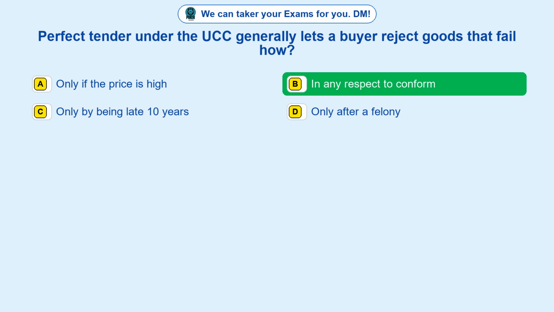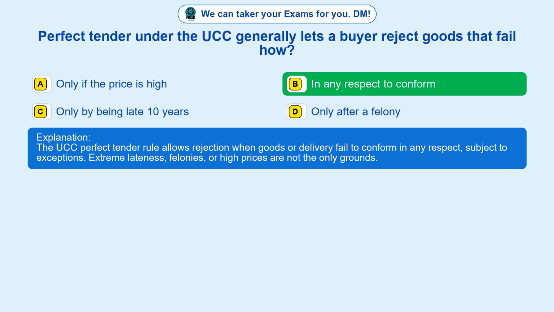The correct answer is option B. In any respect to conform. The UCC perfect tender rule allows rejection when goods or delivery fail to conform in any respect, subject to exceptions. Extreme lateness, felonies, or high prices are not the only grounds.